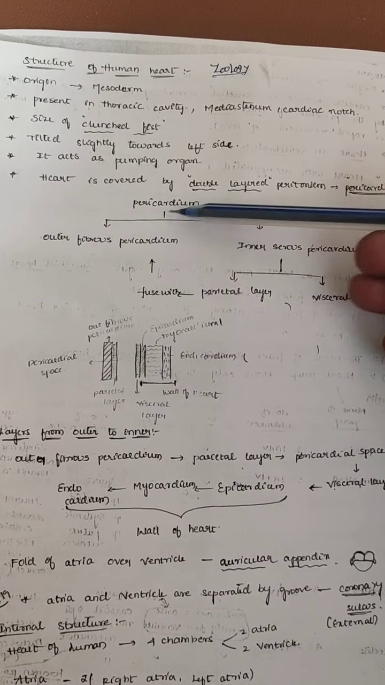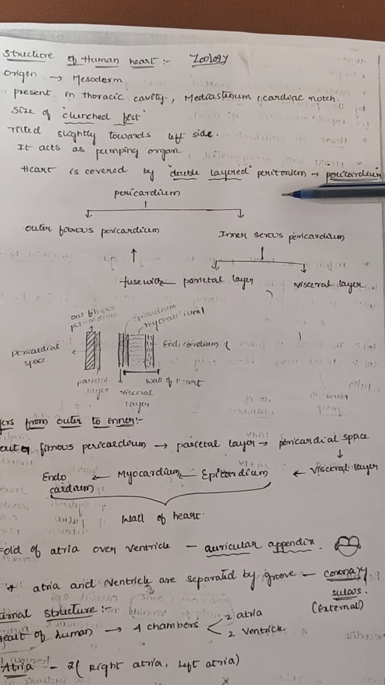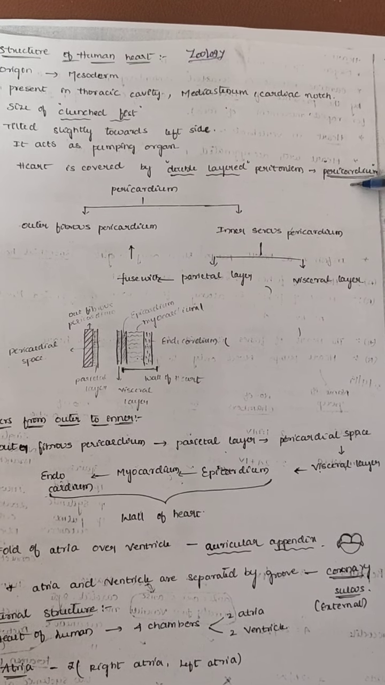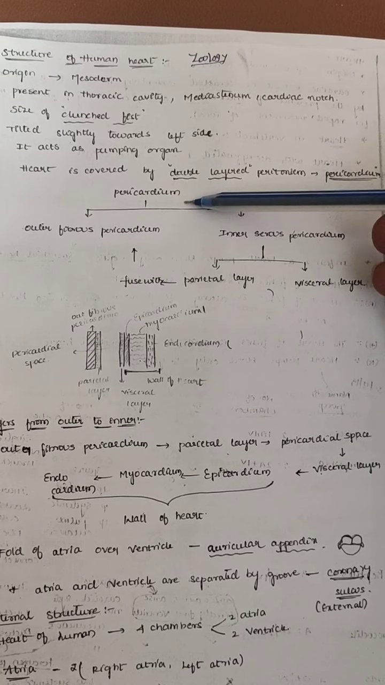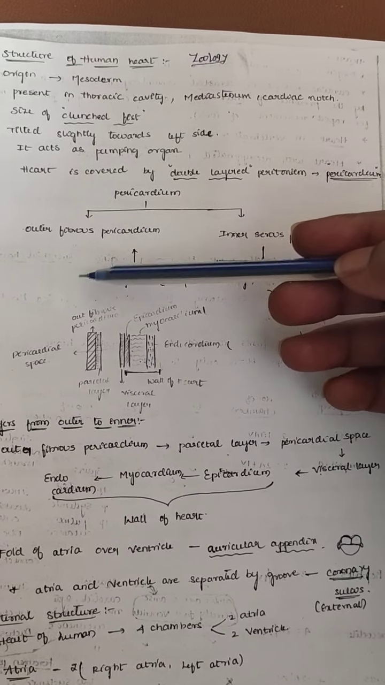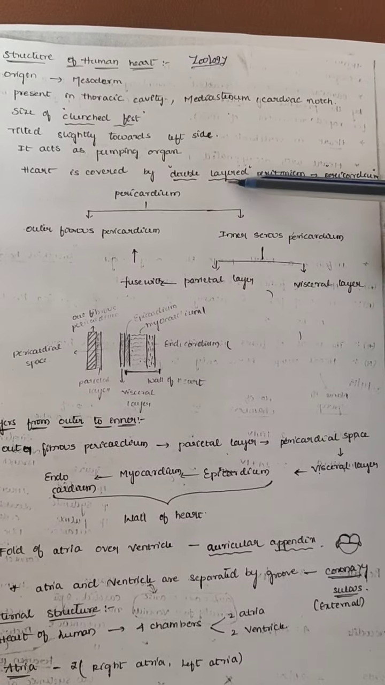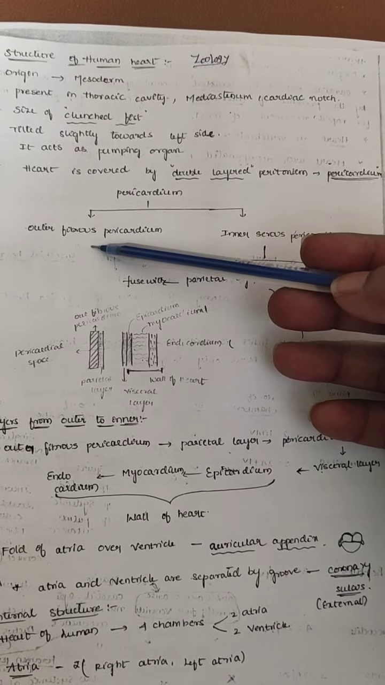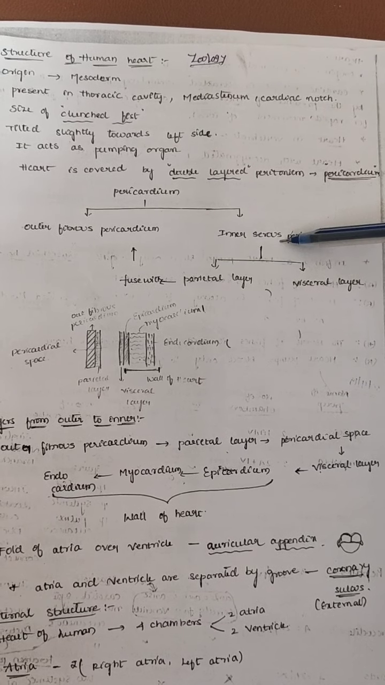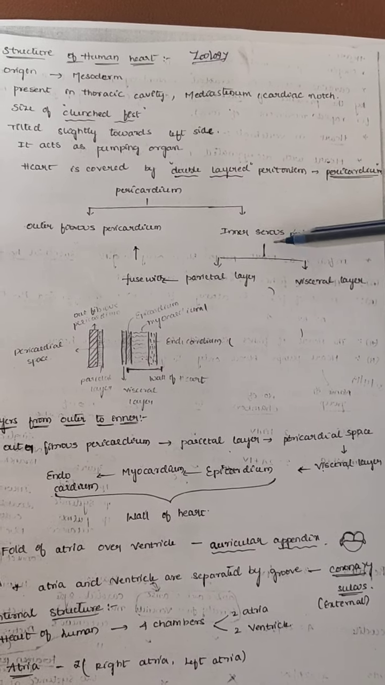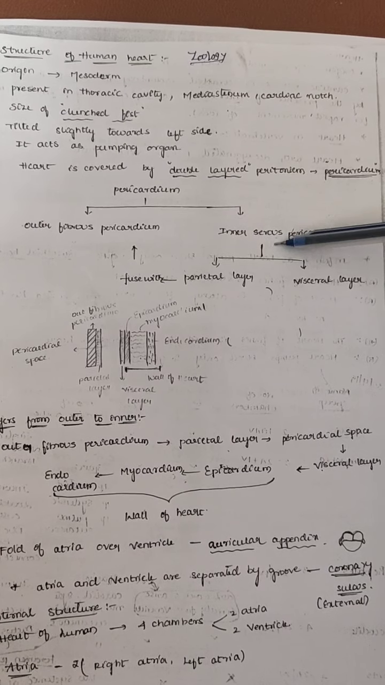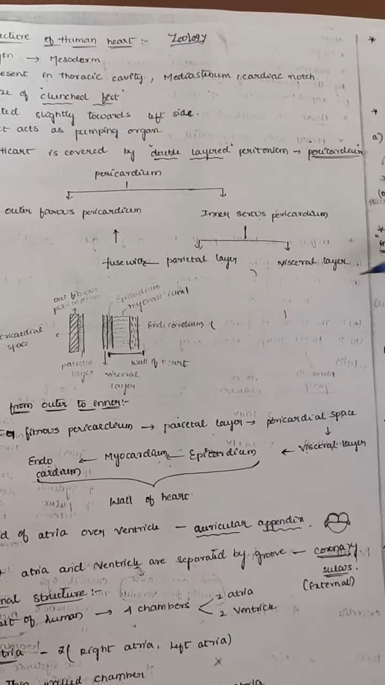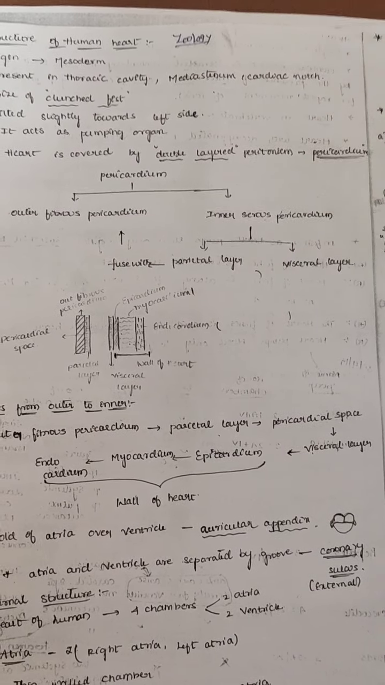The heart is covered by a double layer called the pericardium. This pericardium has two layers, as I already said, double layer. The outer one is called the fibrous pericardium, and the inner one is called the serous pericardium. This serous pericardium again has two layers. The outer layer is known as the parietal layer and the inner layer is known as the visceral layer.